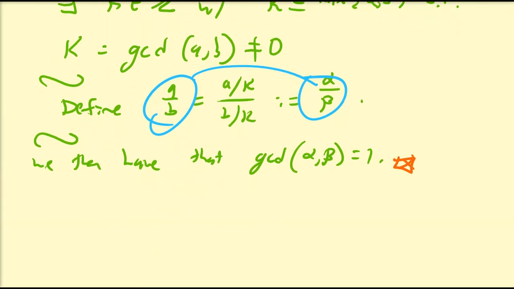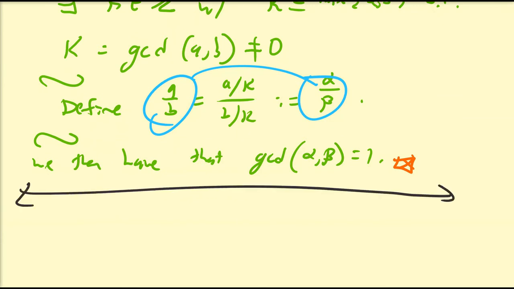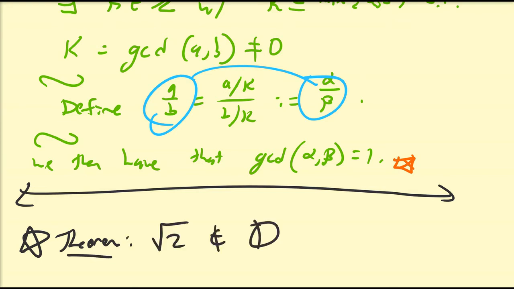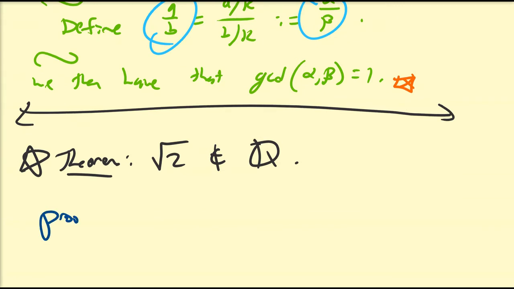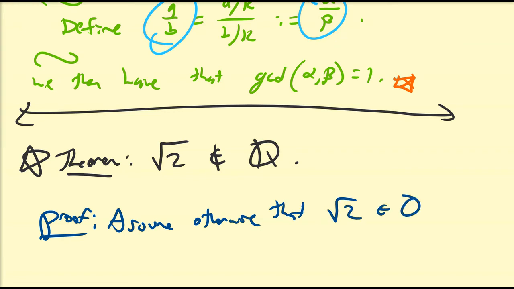Alright, so let's get to the proof of interest. So theorem: the square root of 2 is not in Q. Alright, so we're going to do this by a proof by contradiction. So assume otherwise, that the square root of 2 is in Q.